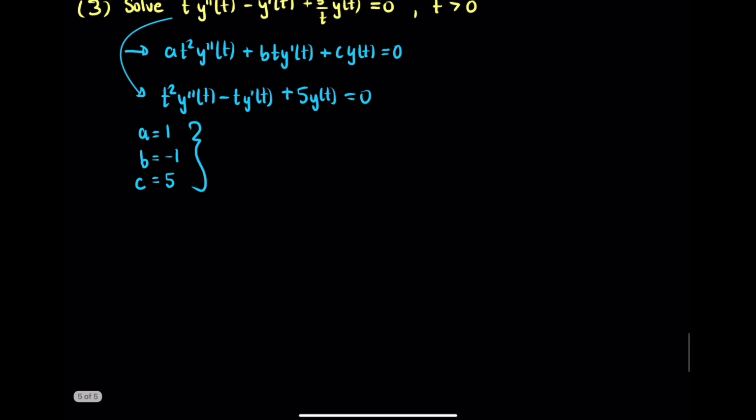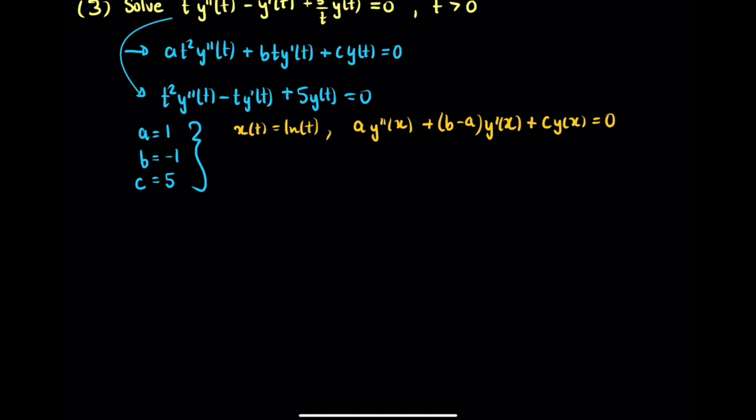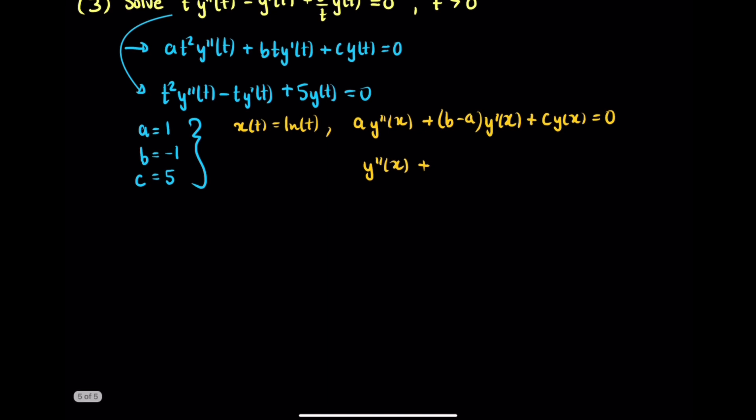From here, we can put this into the substituted equation, where the substitution was x of t equals ln t. So a y double prime of x plus (b minus a) y prime of x plus c y of x equals 0. So a is just 1. So this is y double prime of x, and then b is -1 and a is 1, so this must be -2 y prime of x, and c is 5. So if we put this into the characteristic equation, you get r squared minus 2r plus 5 equals 0.